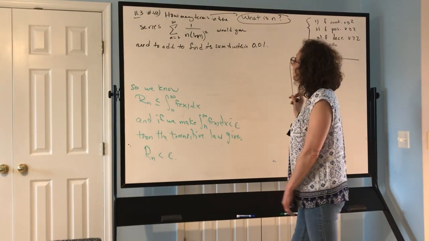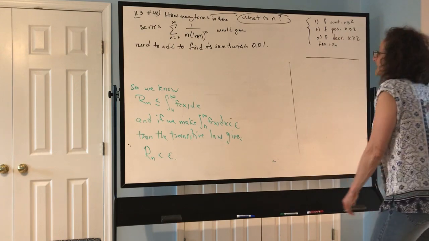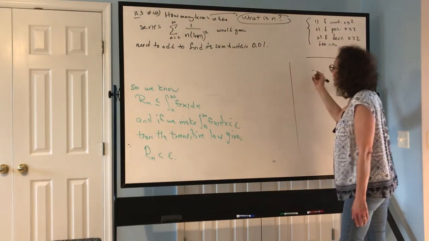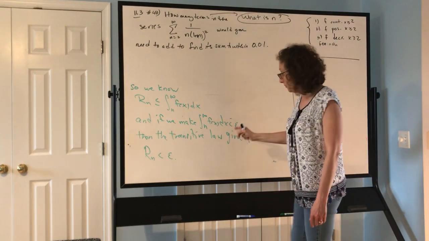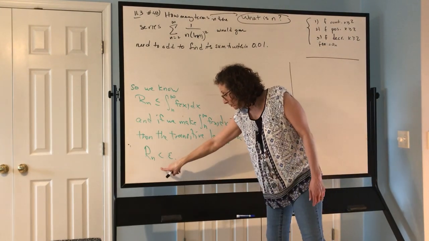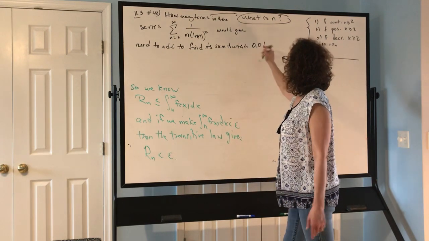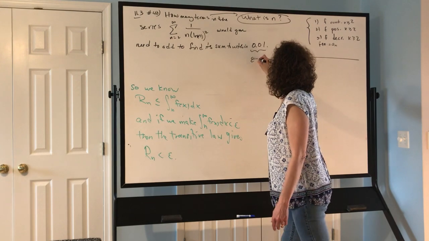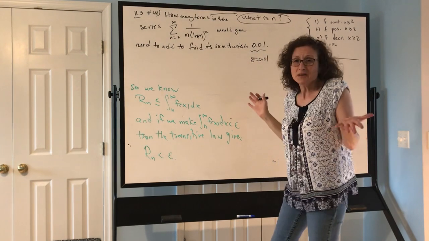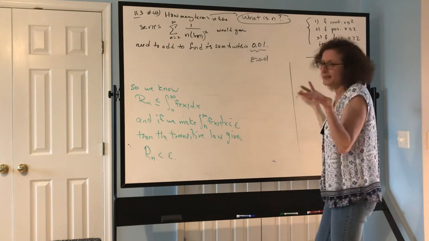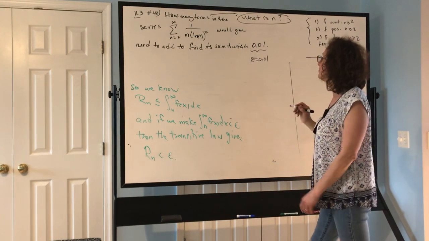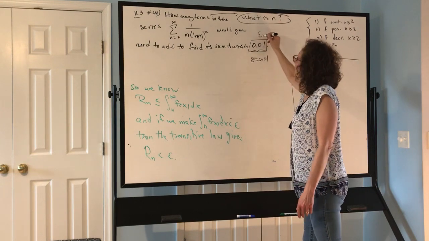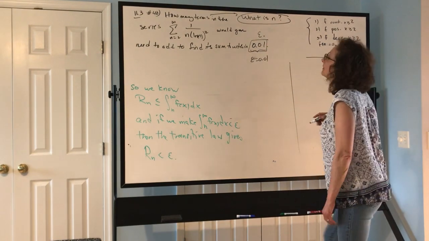All right, so let's see what we would do. What do we know? We know that what we want is our remainder term to be smaller than our epsilon. Epsilon is 0.01. But I'm not going to put the number in right now, because it just makes it uglier for no reason. So let's just do it for a general epsilon, within some tolerance epsilon.